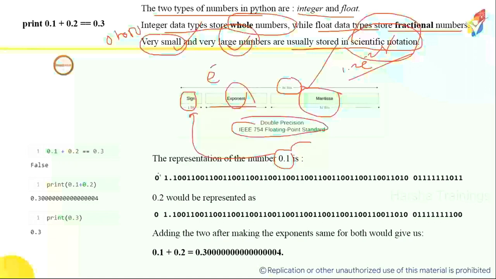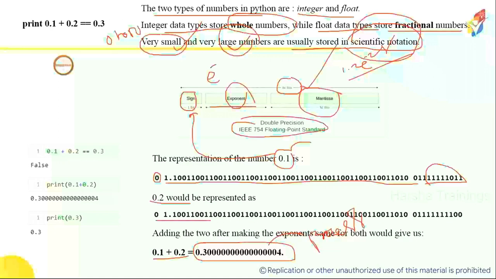It will be stored in this notation. The first one is 0. The next one is this one, 52 bits. The last one, 11 bits. This is called the exponent bits. Whereas 0.2 will be represented like this. Now, if I add 0.1 plus 0.2, it gives this much value, but it is internally stored by the processor.